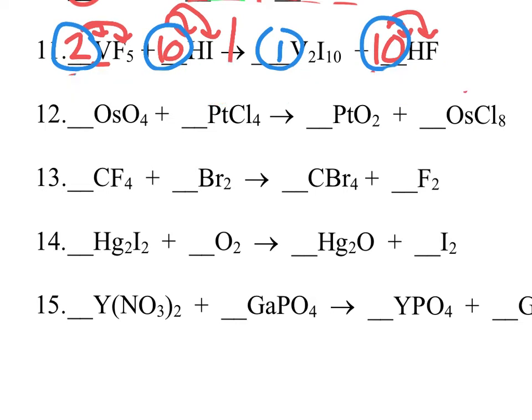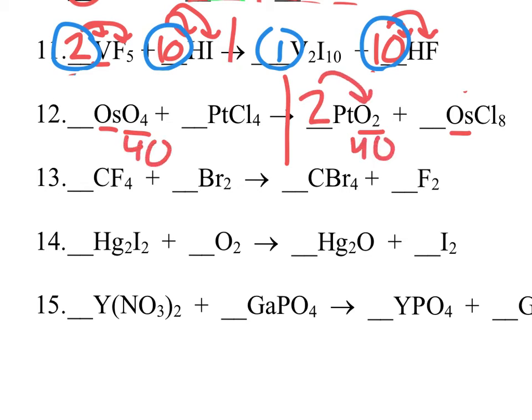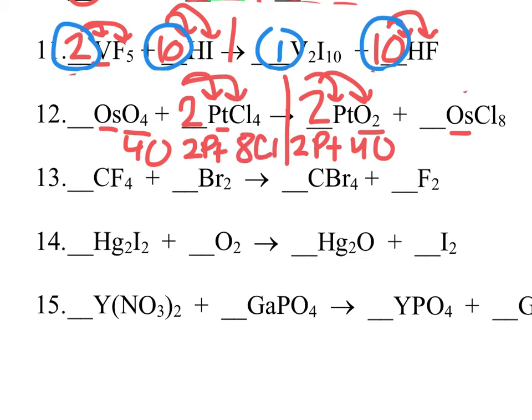All right, if we look at number 12, let's break this thing down into reactants and products. 1 osmium, 1 osmium, 4 oxygen, 2 oxygen. Okay, well, let's try to balance out the oxygens. If I put a 2 there, 2 times 2 will give me 4 oxygens to match this 4 oxygen. But now, 2 times Pt gives me 2 platinums. So I only have 1 platinum over here, so I'm going to try to get 2 platinums by multiplying it by 2. So now my platinums are evened out, but 2 times 4 chlorine gives me 8 chlorine.